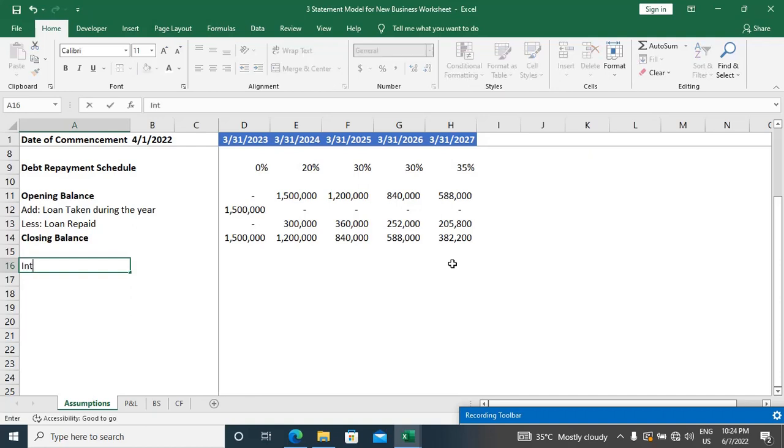So interest, we're writing here in the 16th row, 8th column, interest. You can just make it bold. Then here you have two cases. What are those two cases?